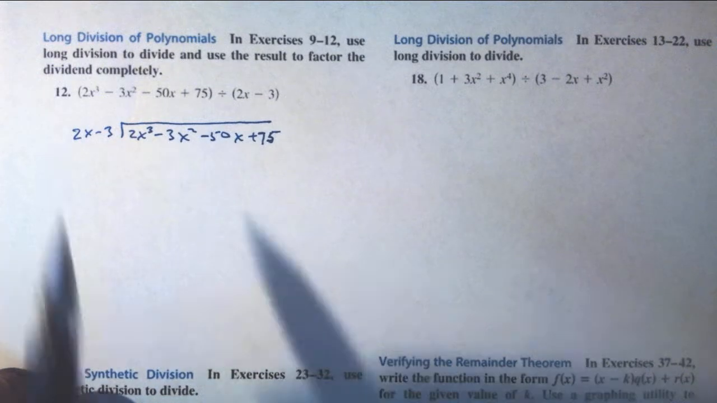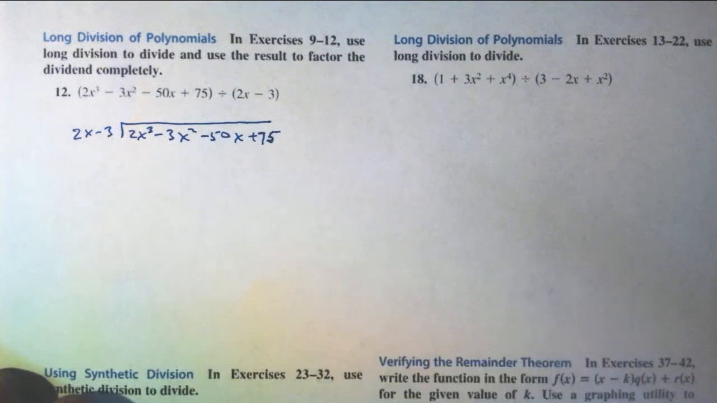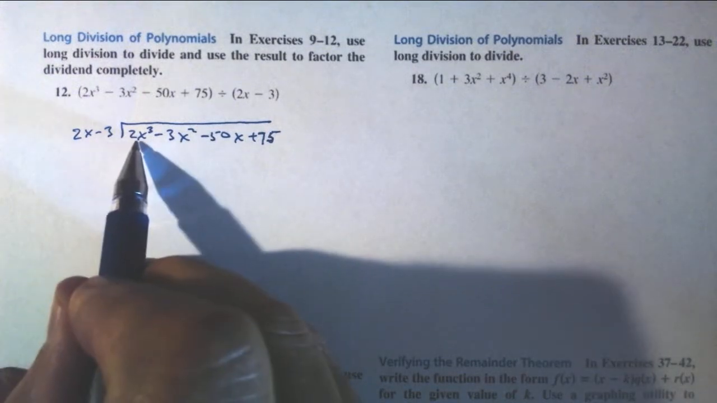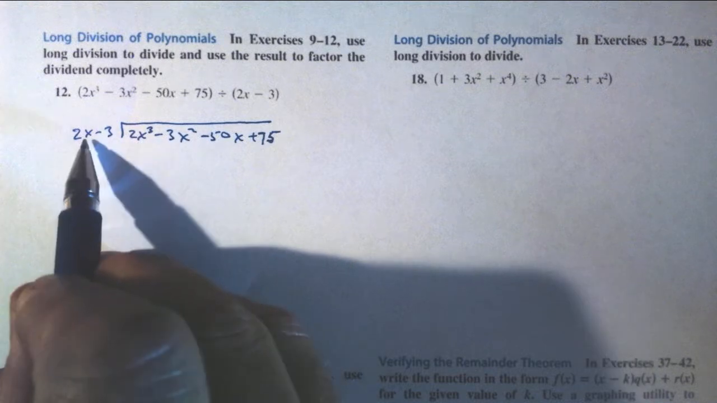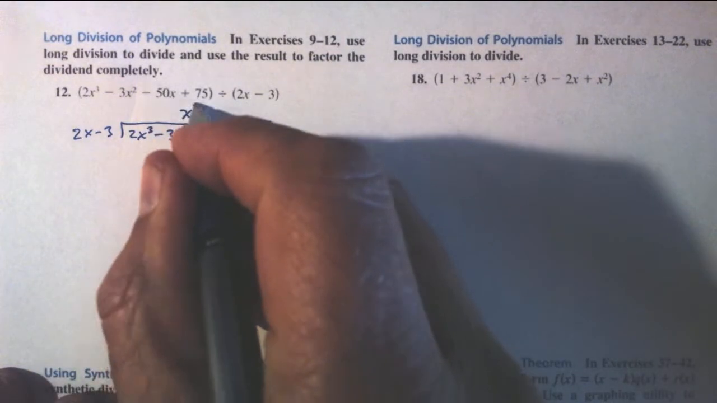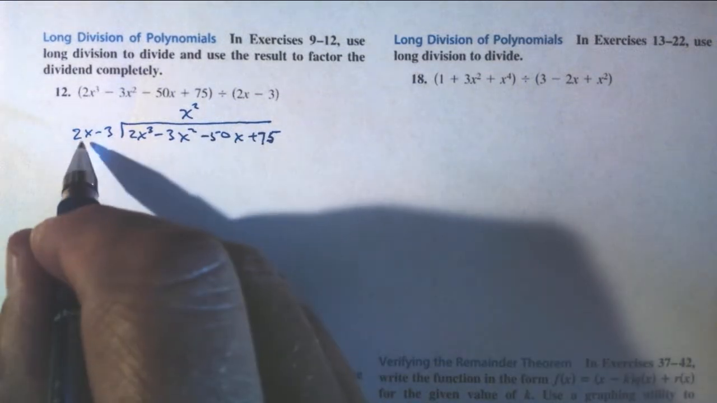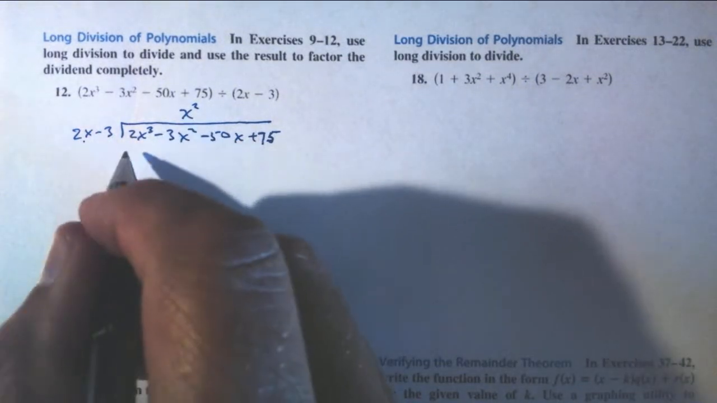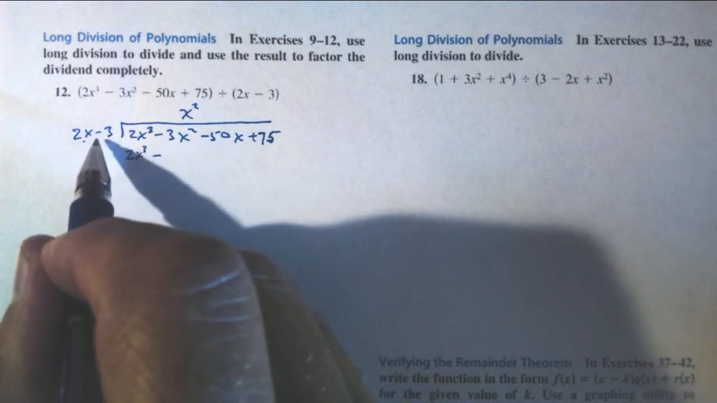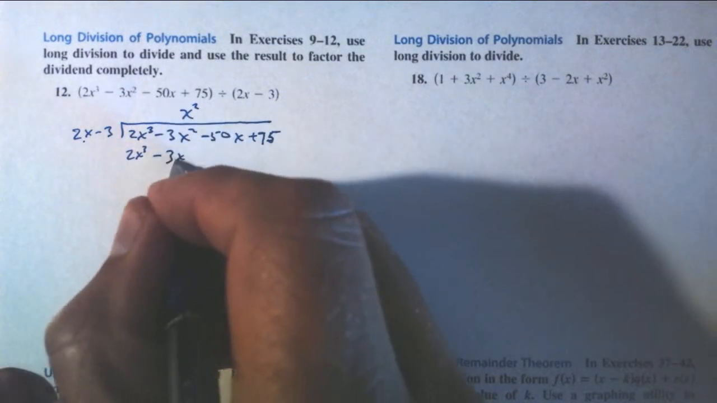So I ignore the 3 for right now. I need to know 2x times what is going to give me 2x cubed. I need to multiply this by x squared. So here's my x squared column. And I get 2x times x squared, 2x cubed, minus 3 times x squared, 3x squared.